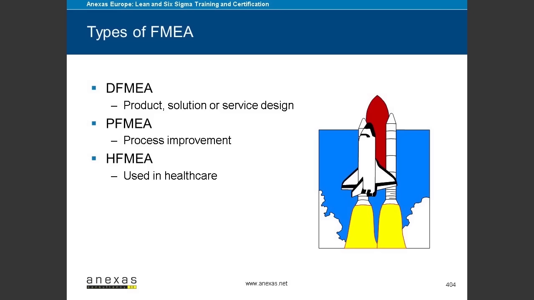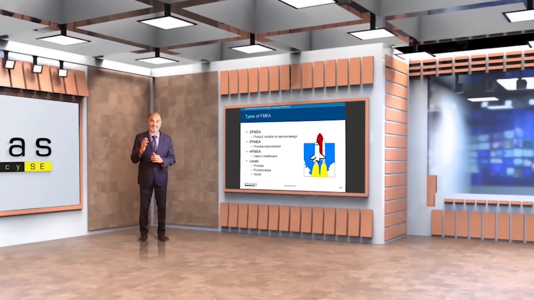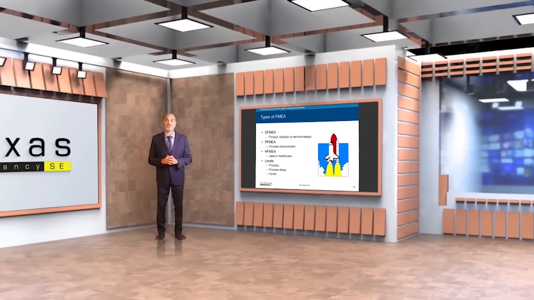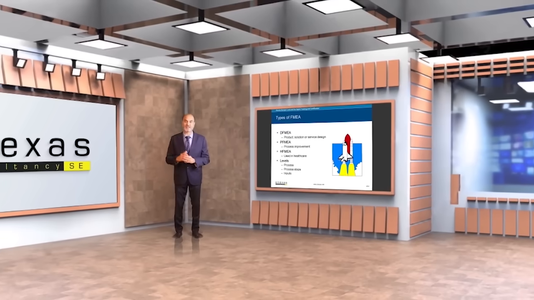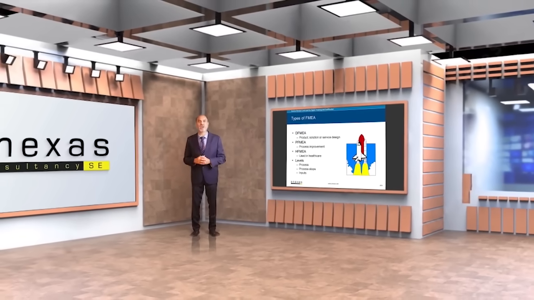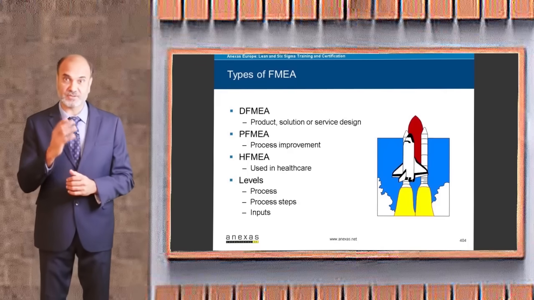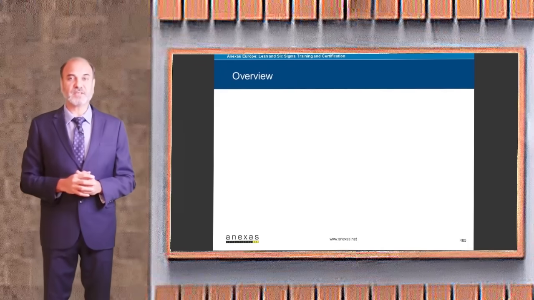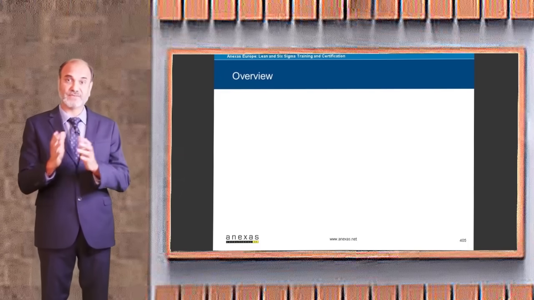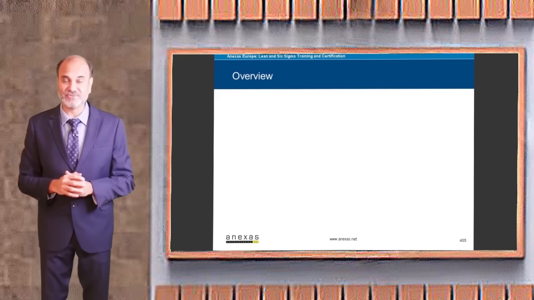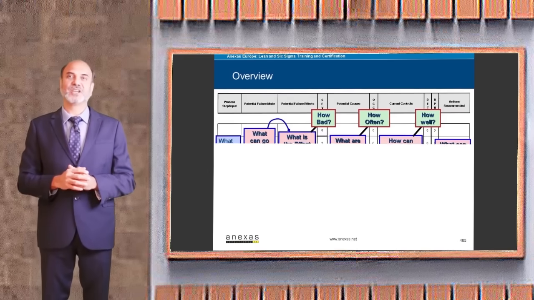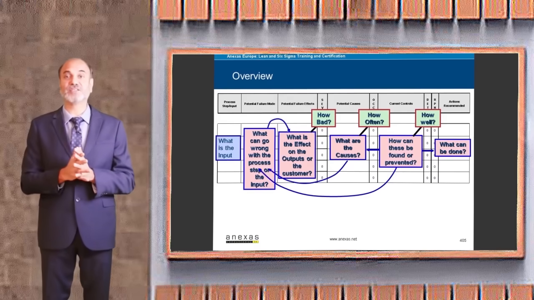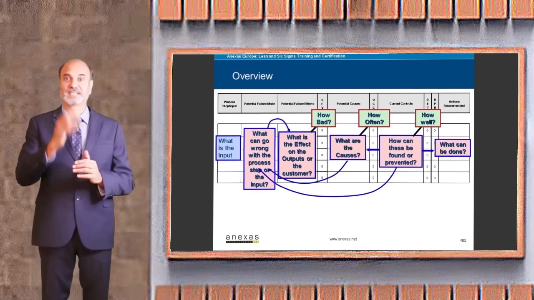Before I take an example, FMEA can also be done at three levels in a process. It can be done on a process at a high level, or it can be done for all the process steps, imagining how each step will fail, or it can also be done on inputs, imagining how each input will fail. Before we take an example on process FMEA, that is PFMEA at a high level, let us understand the various columns of the failure modes and effects analysis template.